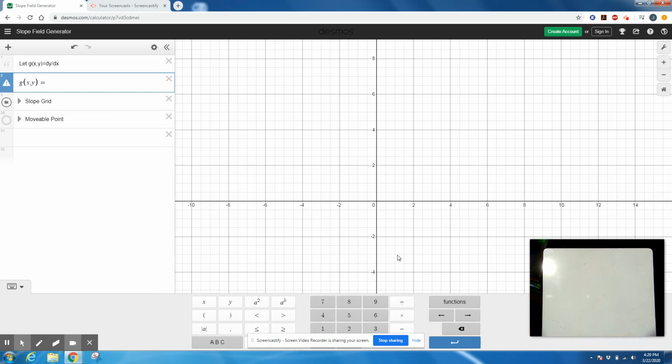Hi everyone, this is Miss Crook and this is an intro for today's lesson, which is on slope fields. I'm going to do this first because I need my computer, and so I am trying to do a picture-in-picture shared screen, and we'll see how it goes.